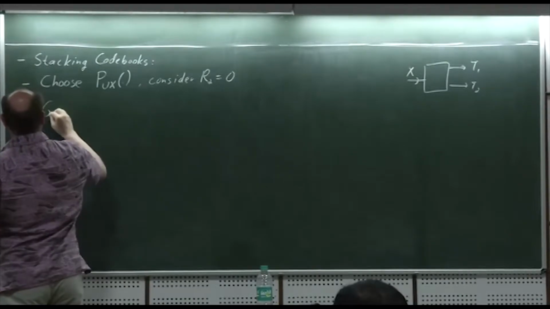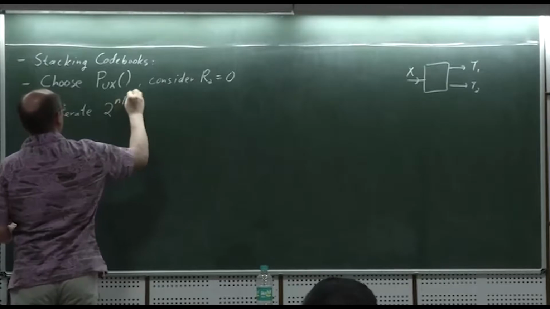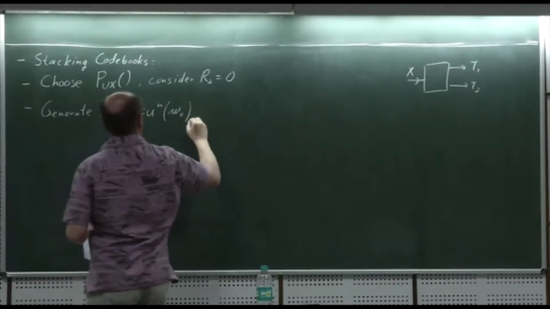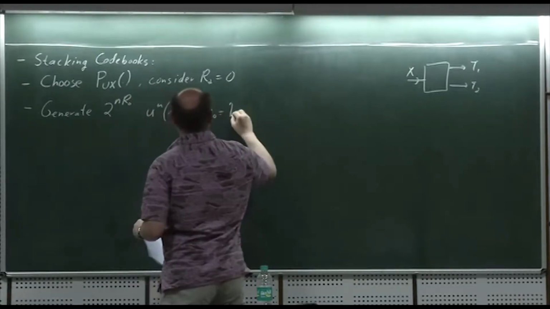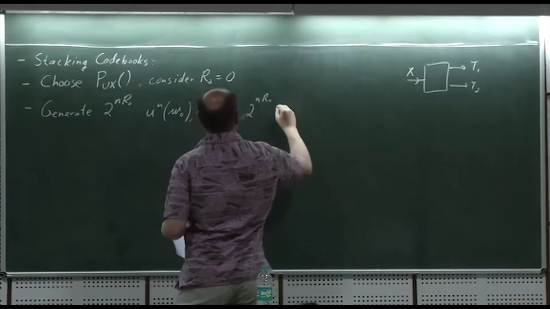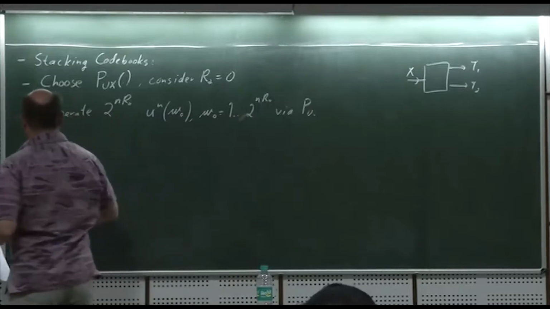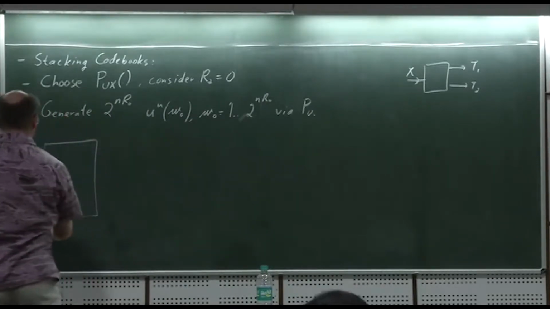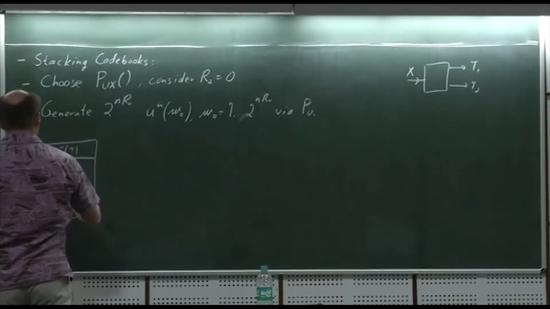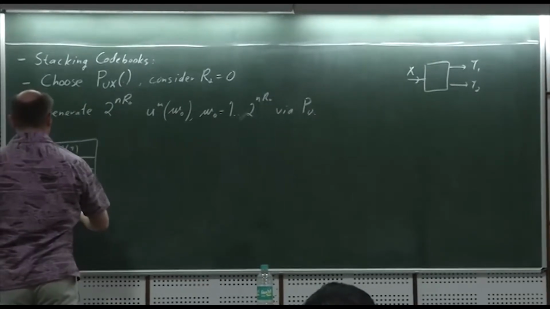What we're going to do is first generate 2^(nR0) code words u^n(w0), for w0. Okay, so that's the ground code word via p(u), right? So if I draw this, this is quite straightforward. We just have a code book u^n(1), u^n(2), up to u^n(2^(nR0)).